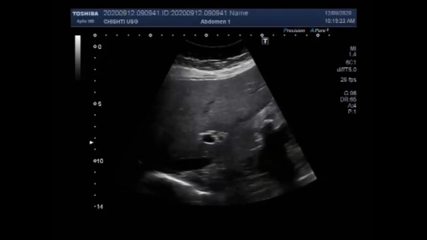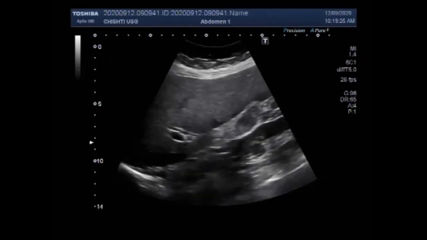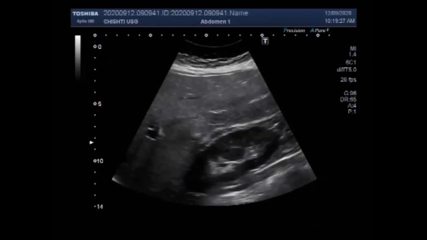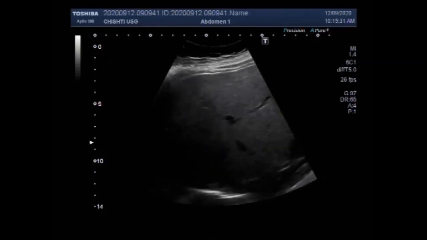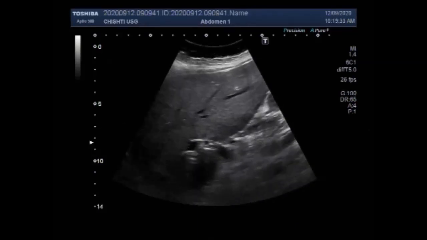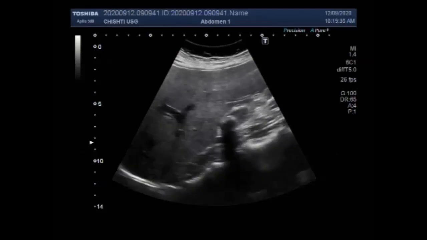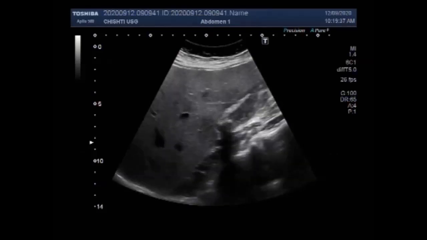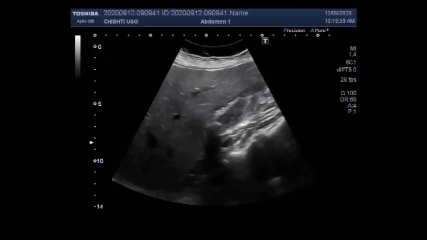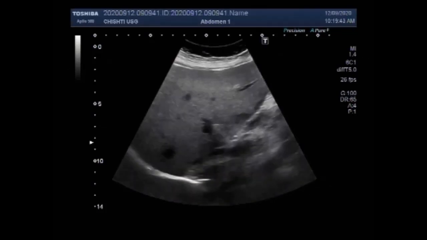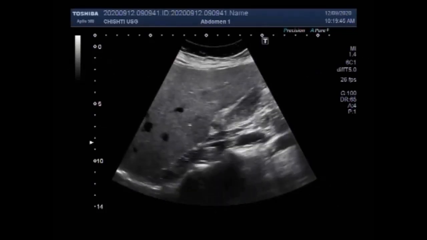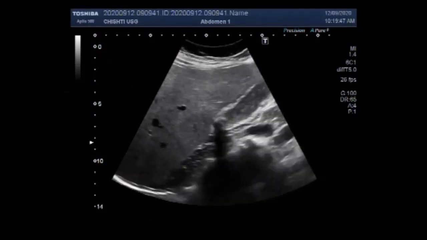This ultrasound video shows two cases of mucocele of gallbladder. In one case, you can see a large stone in the neck of the gallbladder, while the other case has no stone in the gallbladder. Now you can see the liver, gallbladder, and a large stone is seen in the neck of the gallbladder.